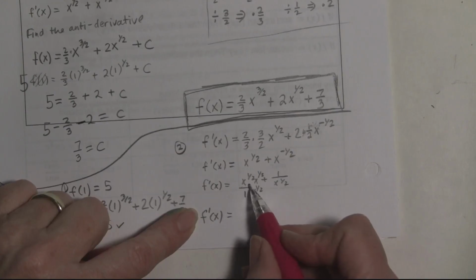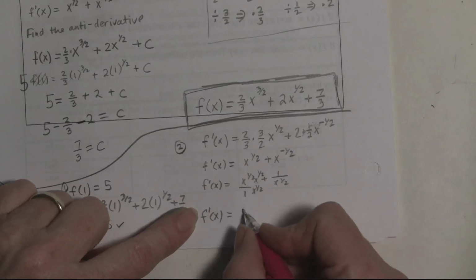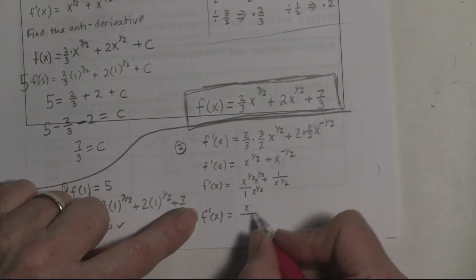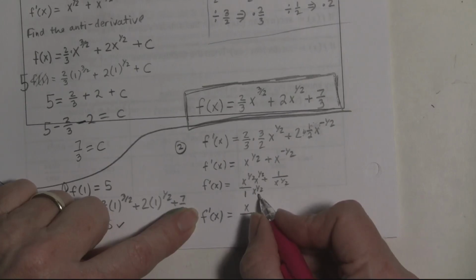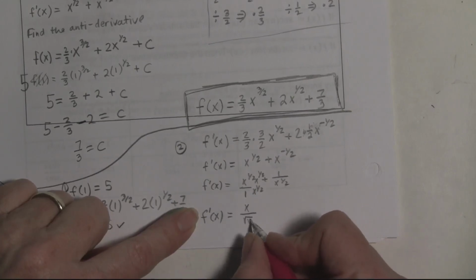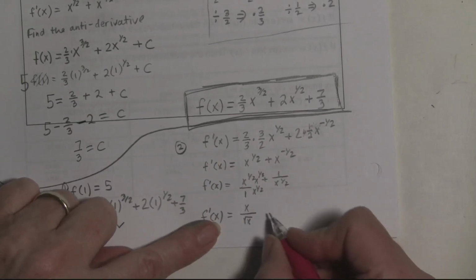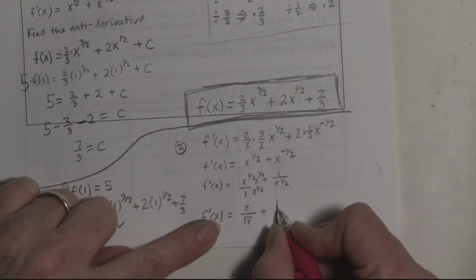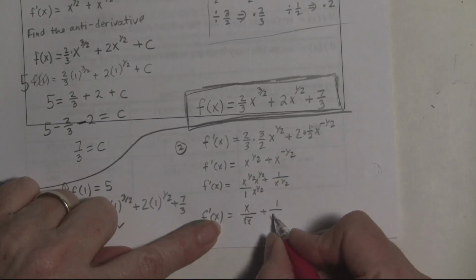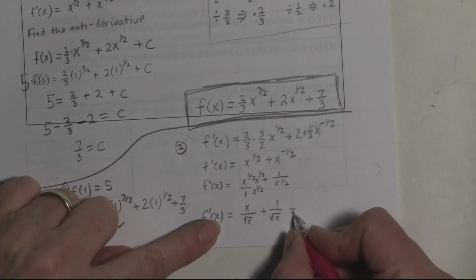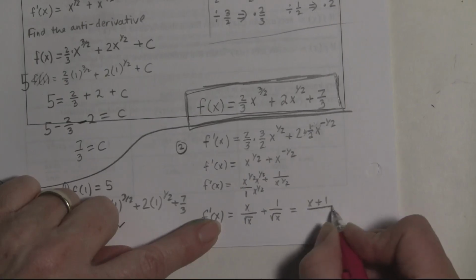So x to the 1/2 times x to the 1/2 is x to the 1 times the square root of x. So that's x times the square root of x. I'm going to write, instead of x to the 1/2, the square root of x. And then plus 1 over the square root of x. Now they have the same denominator, and so I can add the numerators together: x plus 1 over the square root of x.